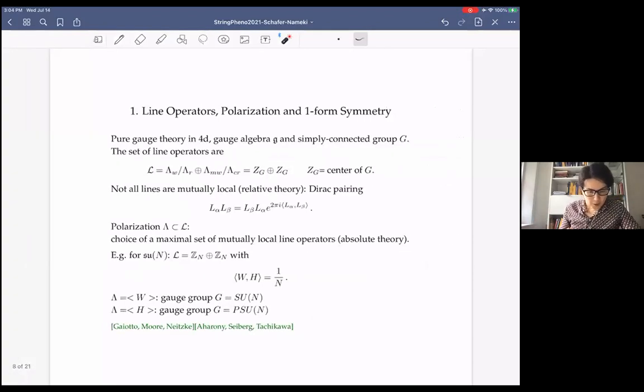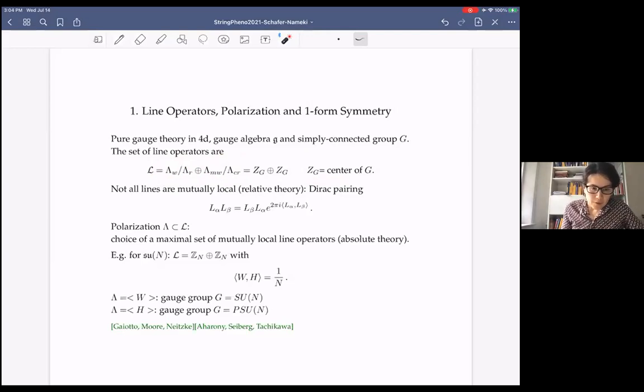Let's focus on a pure gauge theory in 4 dimensions. We have a gauge algebra, and a simply connected group G associated to it. Then the set of line operators are the Wilson lines and the 't Hooft lines. They're given by the weight lattice modulo root lattice, and the magnetic version. And both of these quotients are isomorphic to the center of the simply connected group G.